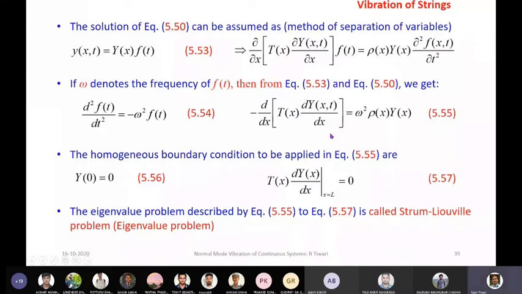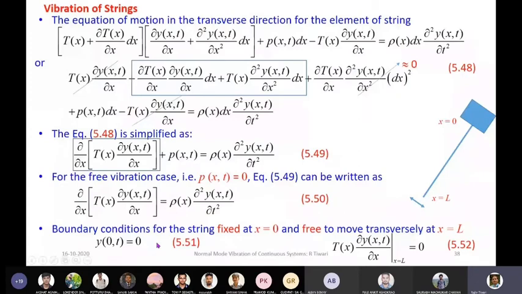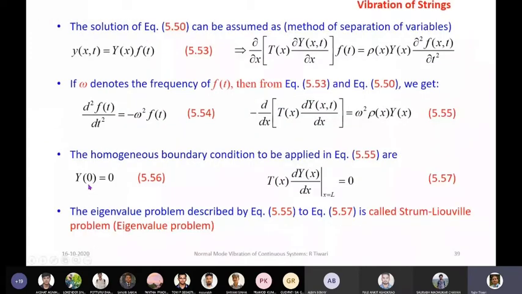And once it is an ordinary differential equation, the form of the equation is similar to what we had in the beam case, but the only thing is the order of differentiation is different. Here, as I discussed in the previous slide, based on the solution assumed, the homogeneous boundary conditions will be of the same case. Y at x is equal to 0 will be 0, and this at x is equal to L will be 0. This is the component of the tension in the transverse direction of the cable.